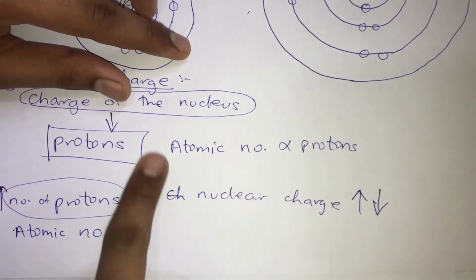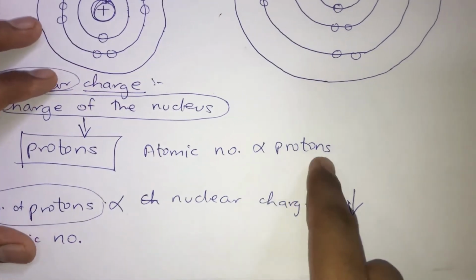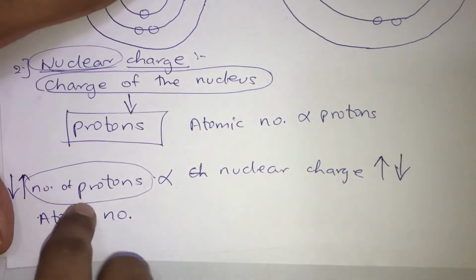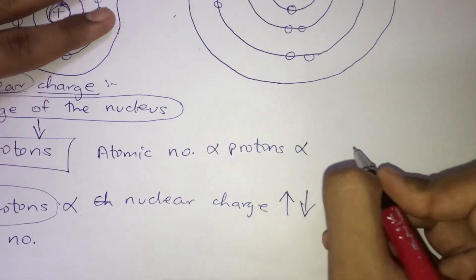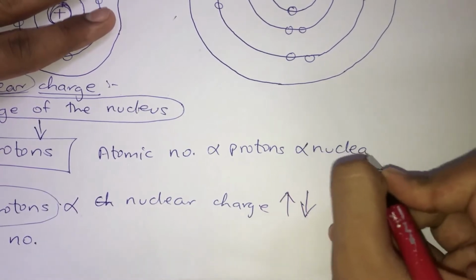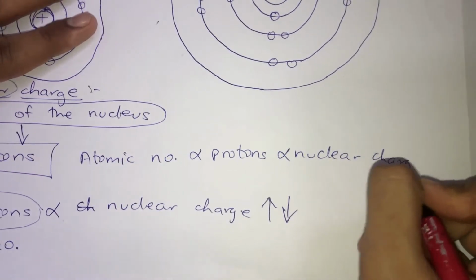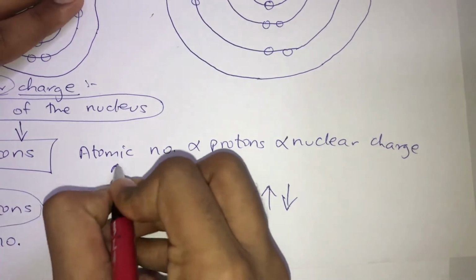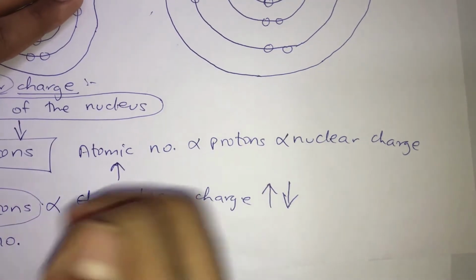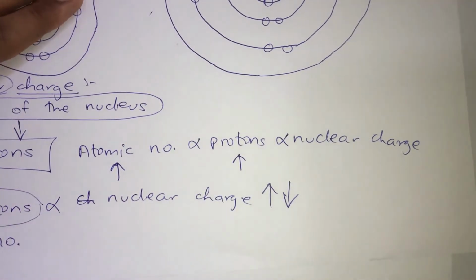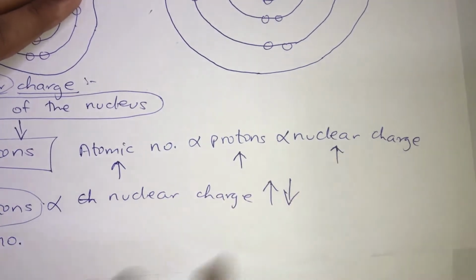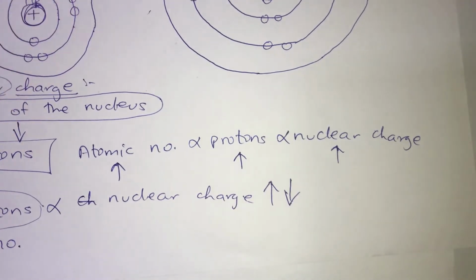Because if you increase the atomic number, then it is obvious that the protons in the nucleus are also going to increase. And as we have seen, the number of protons is also directly proportional to the nuclear charge. So can I relate all three of them? If I increase the atomic number, then the number of protons inside the nucleus is going to increase. And if the number of protons increases, then the nuclear charge of the nucleus is also going to increase.